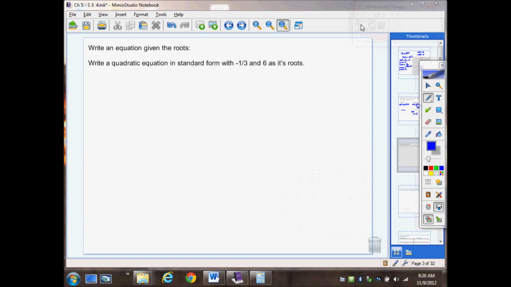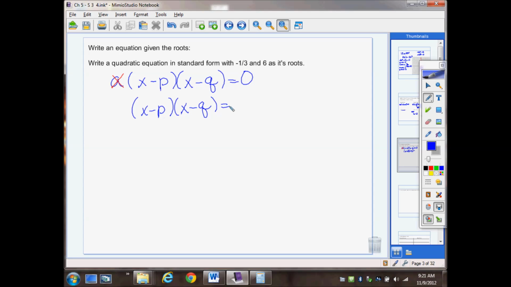Now, going from roots to an equation. So what I have is a times x minus p times x minus q equals 0. I've not been given an a, so I'm going to go ahead and take that out for right now, which will leave me with just x minus p times x minus q. And I've been given roots, so I'm just going to name them p and q. It doesn't matter which is which. I'm going to plug those in for p and q here.